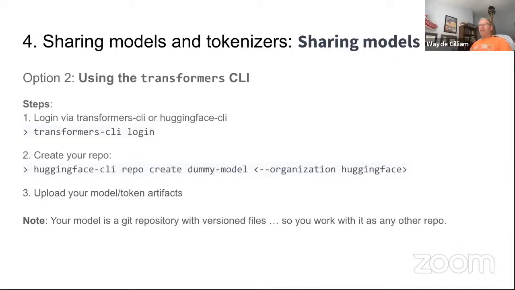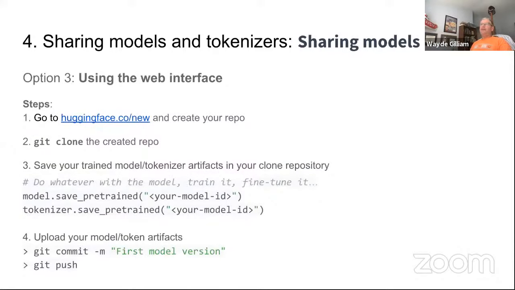But yeah, once you log in, the next thing you do is you create your repo. And then once that's created, you're going to upload your model and token artifacts, just like you would anything else to Git. And then the third option is using the web interface. And if you go to huggingface.co/new, and then assuming you have logged in, you basically can create a repo there.